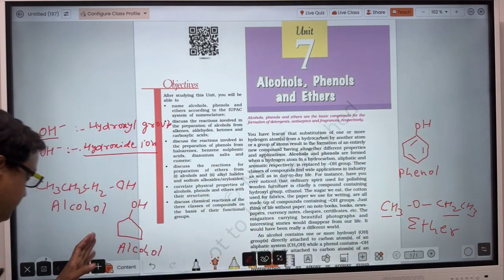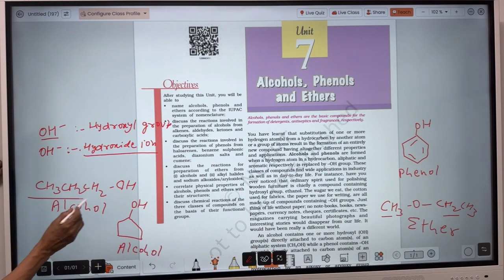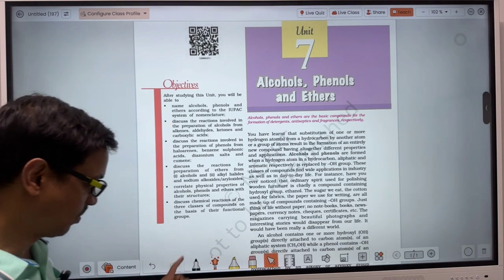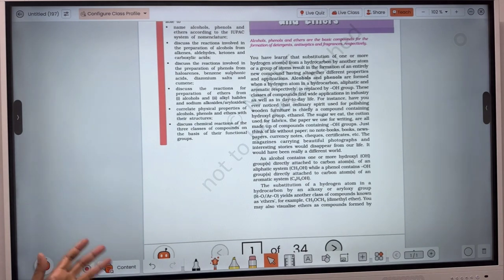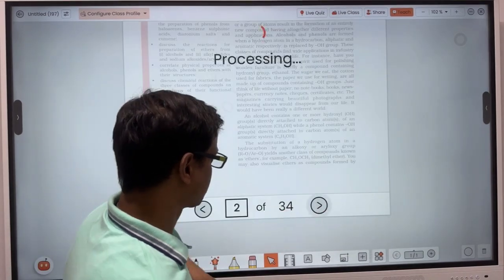What was it about alcohol? On one side there was an alkyl group, and on the other side hydrogen. One side alkyl group, another side hydrogen. So that was called alcohol. And when both sides have an alkyl group, then that was called ether. That was about the introduction.